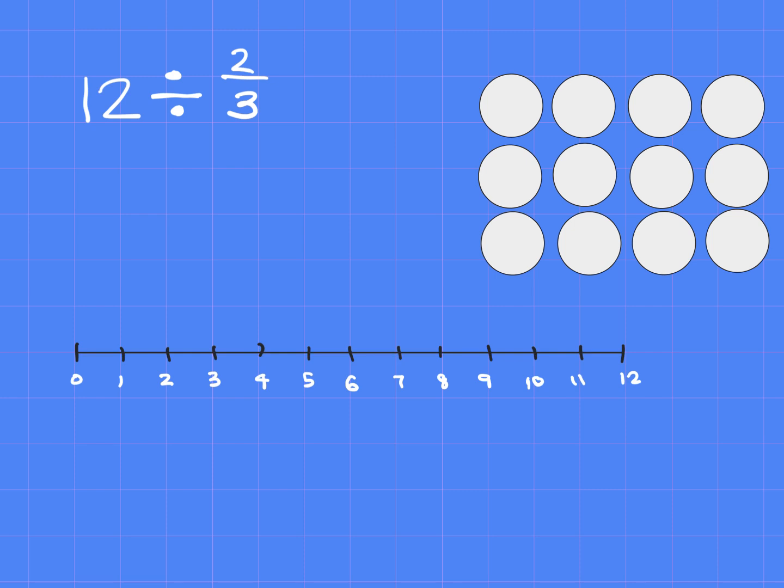Now, again, we have to always go back. What does the numerator tell us? What does the denominator tell us? Now, the denominator tells us how many total parts we have. And so we are looking at having 3 parts, which means that each of these wholes are broken up into thirds. And so what we want to do is first cut each of the wholes into thirds.